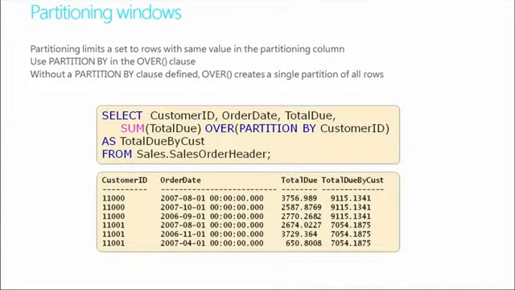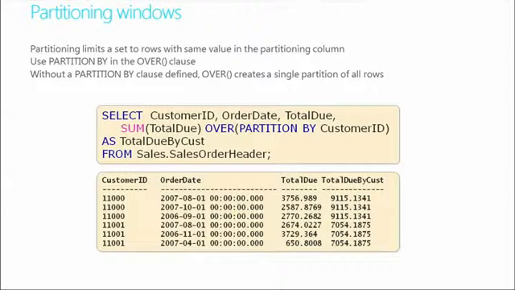So the idea of partitioning windows, or partitioning, limits a set to rows with the same values in what's called a partitioning column. We use the PARTITION BY statement in the OVER clause. And without a PARTITION BY clause defined, the OVER creates what's called a single partition of all these rows.